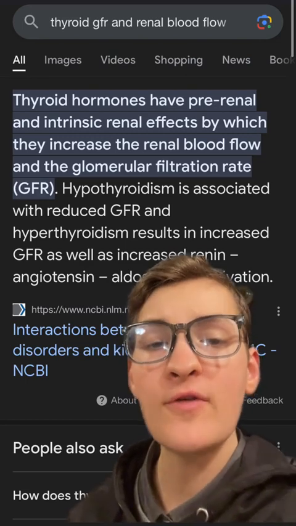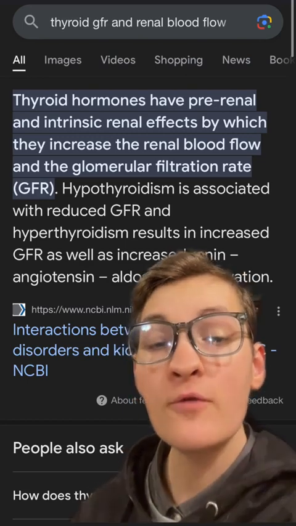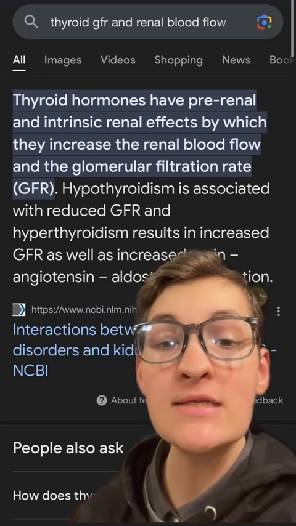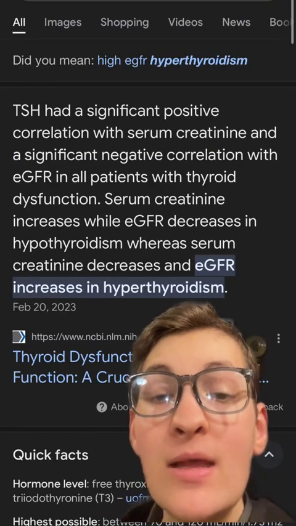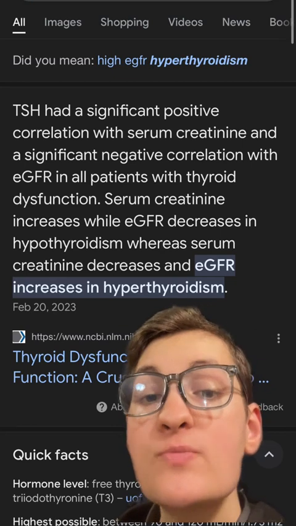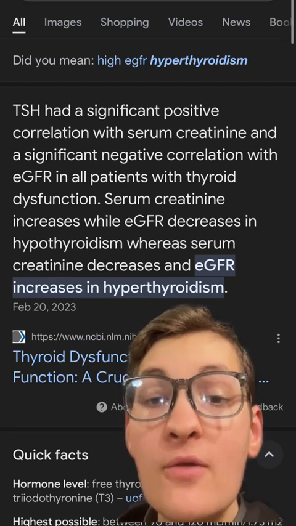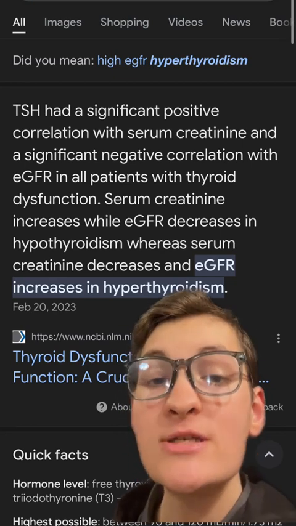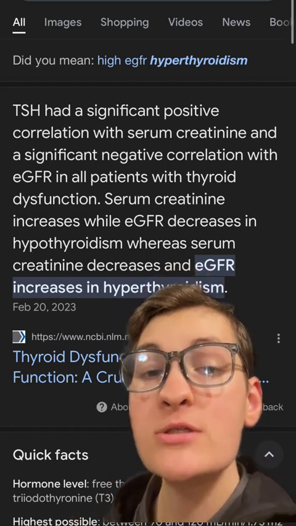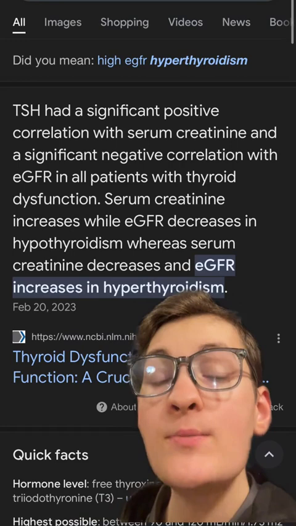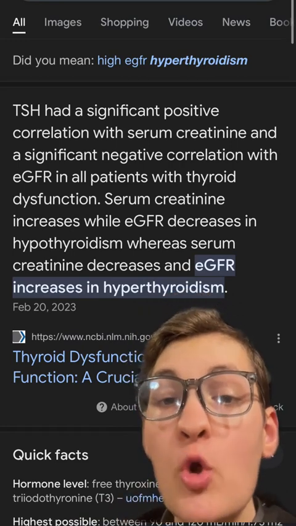Thyroid hormones also have effect on the kidneys, increasing the blood flow to the kidneys and the rate at which the kidneys filter out waste products. Therefore, patients with hypothyroidism may have a low GFR on blood work, whereas patients with high thyroid may have an elevated GFR. Another marker is serum creatinine, which is filtered by the kidneys. Those with hypothyroidism may have high creatinine, and patients with hyperthyroidism may have low creatinine.